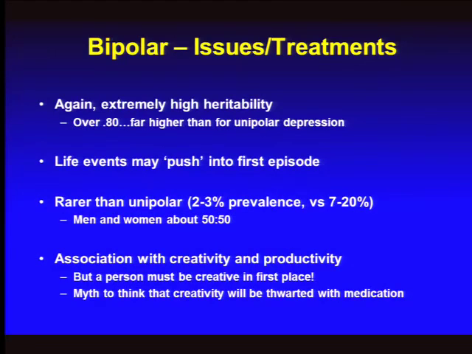How many people end up with bipolar disorder? Well, with bipolar type 1, severe mania, severe depression, about 1% of the adult population. Bipolar type 2 added in, 2 to 3%. How many people have unipolar depression, only depressions, with no manias? 7 to 10% of men and 20% of women.